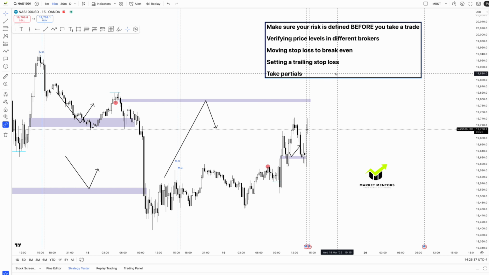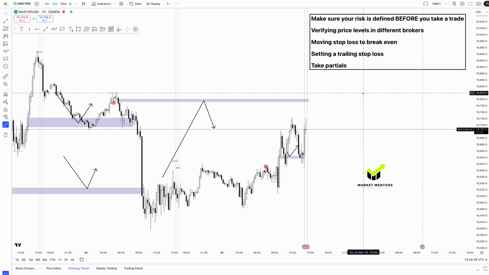So a lot of people highly recommend just taking partials whenever you can, because you don't know when the market's going to do whatever it's going to do. But taking partials does limit your profit, but it also decreases your risk. It depends on your own system, your strategy, and how your trades go, if the numbers are working in your favor. That's something you can join Market Mentors so we can teach you about.